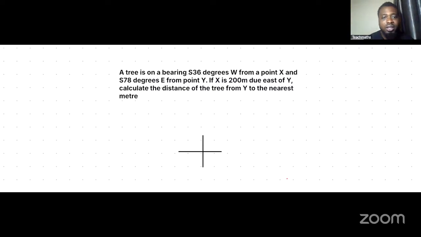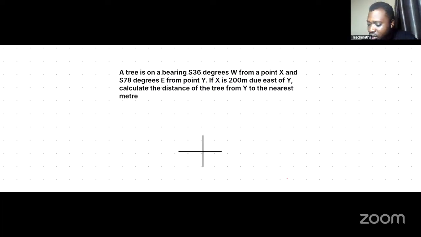All right, so a tree is on the bearing of south 36 degrees west from a point X and south 78 degrees east from a point Y. If X is 200 meters due east of Y, calculate the distance of the tree from Y to the nearest meter.